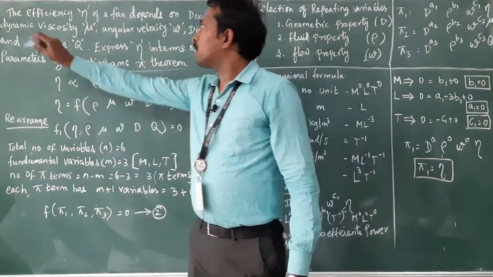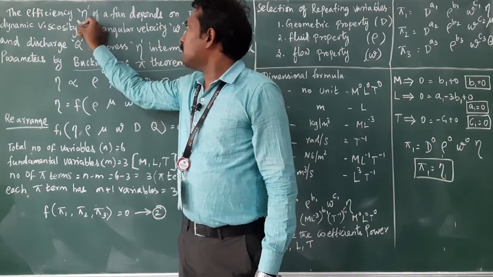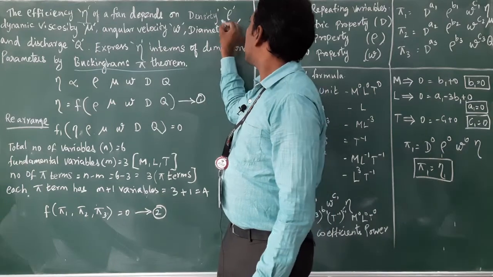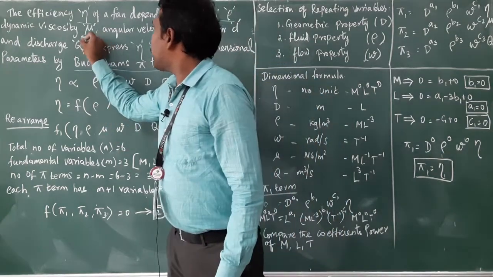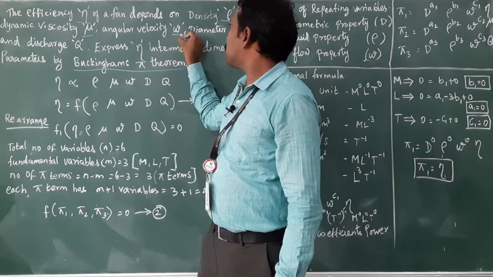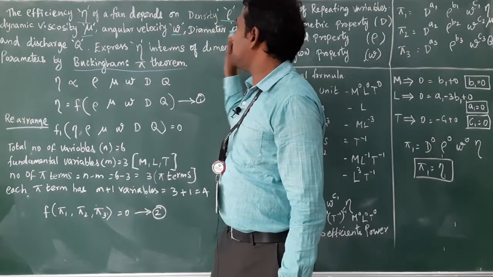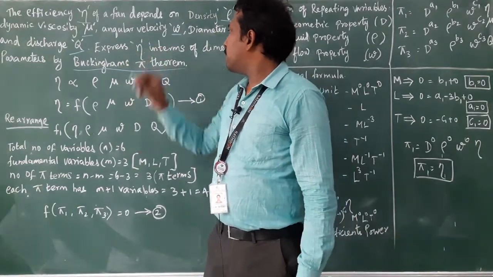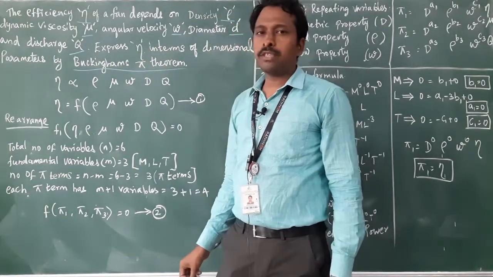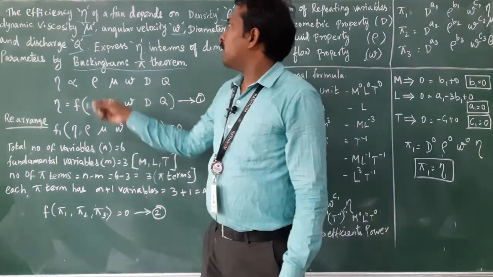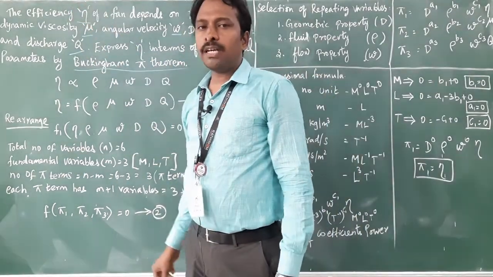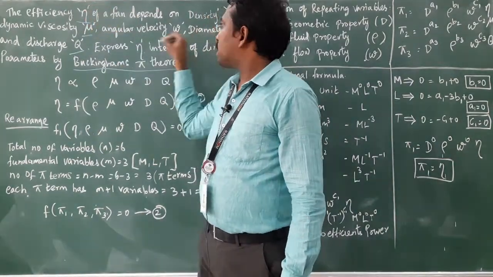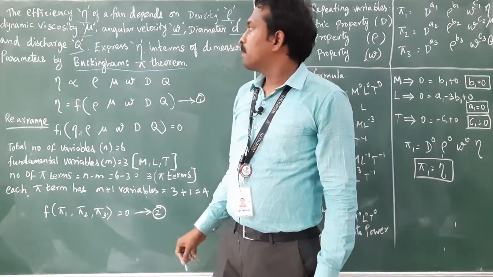See the problem: the efficiency eta of a fan depends on density, dynamic viscosity, angular velocity, diameter d and discharge q. Express the eta in terms of dimensionless parameters. Here eta is the dependent variable and other terms are independent variables.